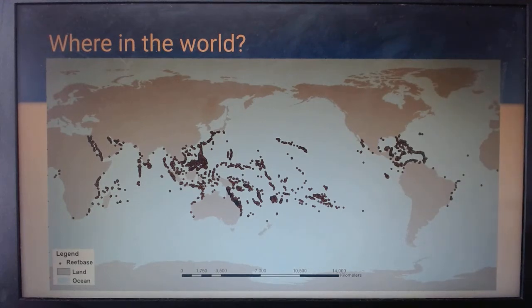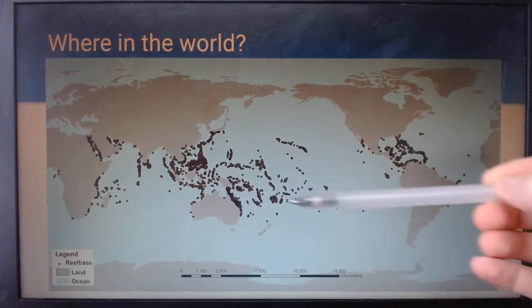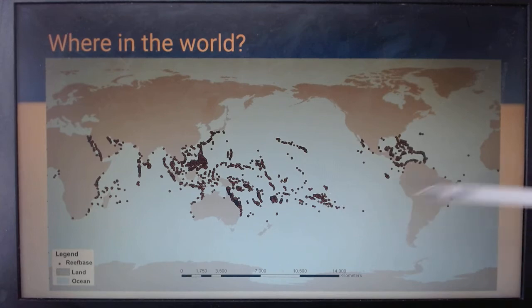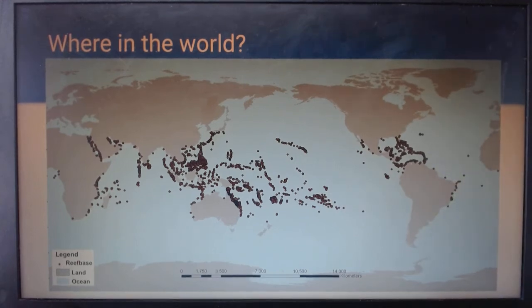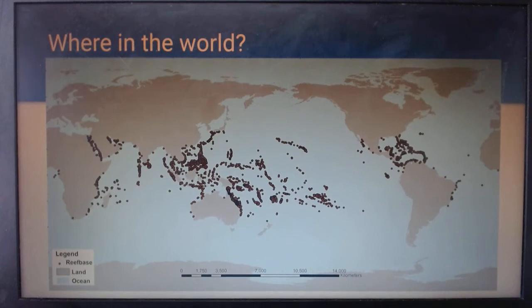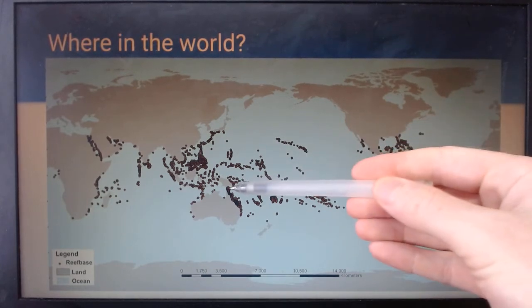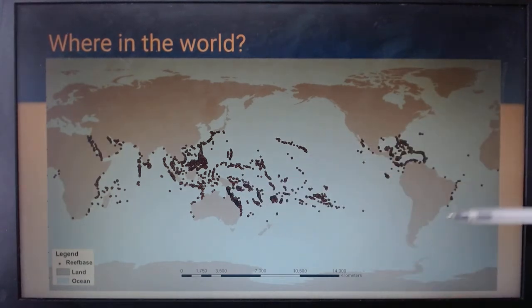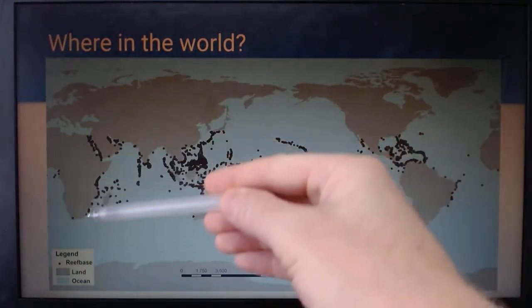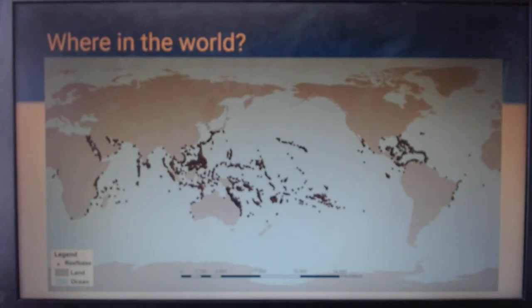Essentially also, the vast majority are just off the coast of land. There are some out in the middle of the oceans, but most grow along or near the coast of land, and we'll look at that in more detail. One final thing is they tend to go on the eastern side of land masses. You can see here, and here you can see all the way down along here. So they tend to go on the eastern side.